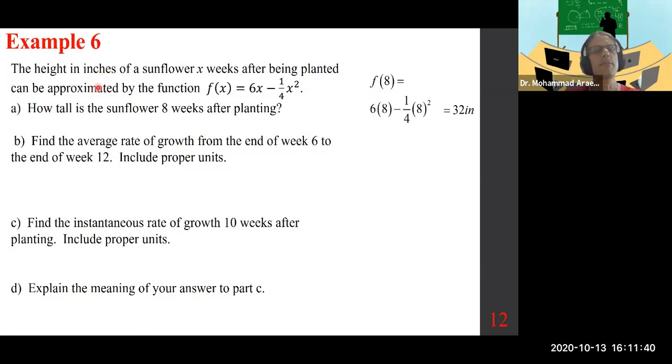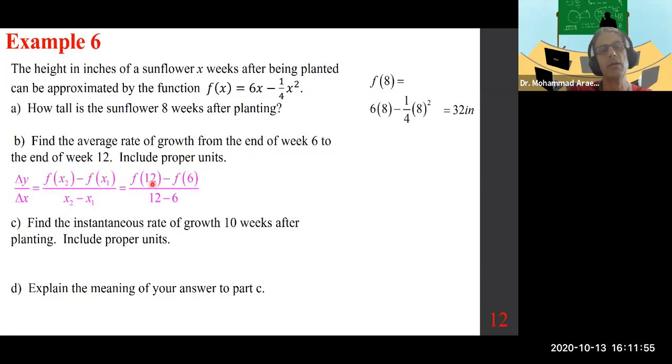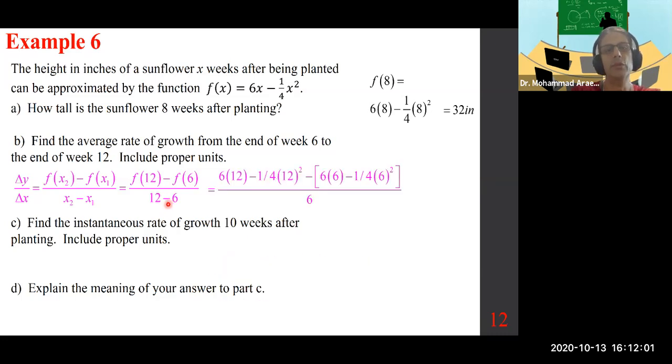The next one, the average rate of growth. The total growth over the course of 6 to 12 weeks over the total time. So this is the formula that is used, the average: f of 12 minus f of 6 over 12 minus 6. You plug in number 12, you plug in number 6, and the denominator is 12 minus 6. As far as the units, I hope everybody realized the units of the numerator, change in height, are inches, over the units of the denominator, change in time, in weeks. So that's why you have to pay attention when you come up with the proper units.